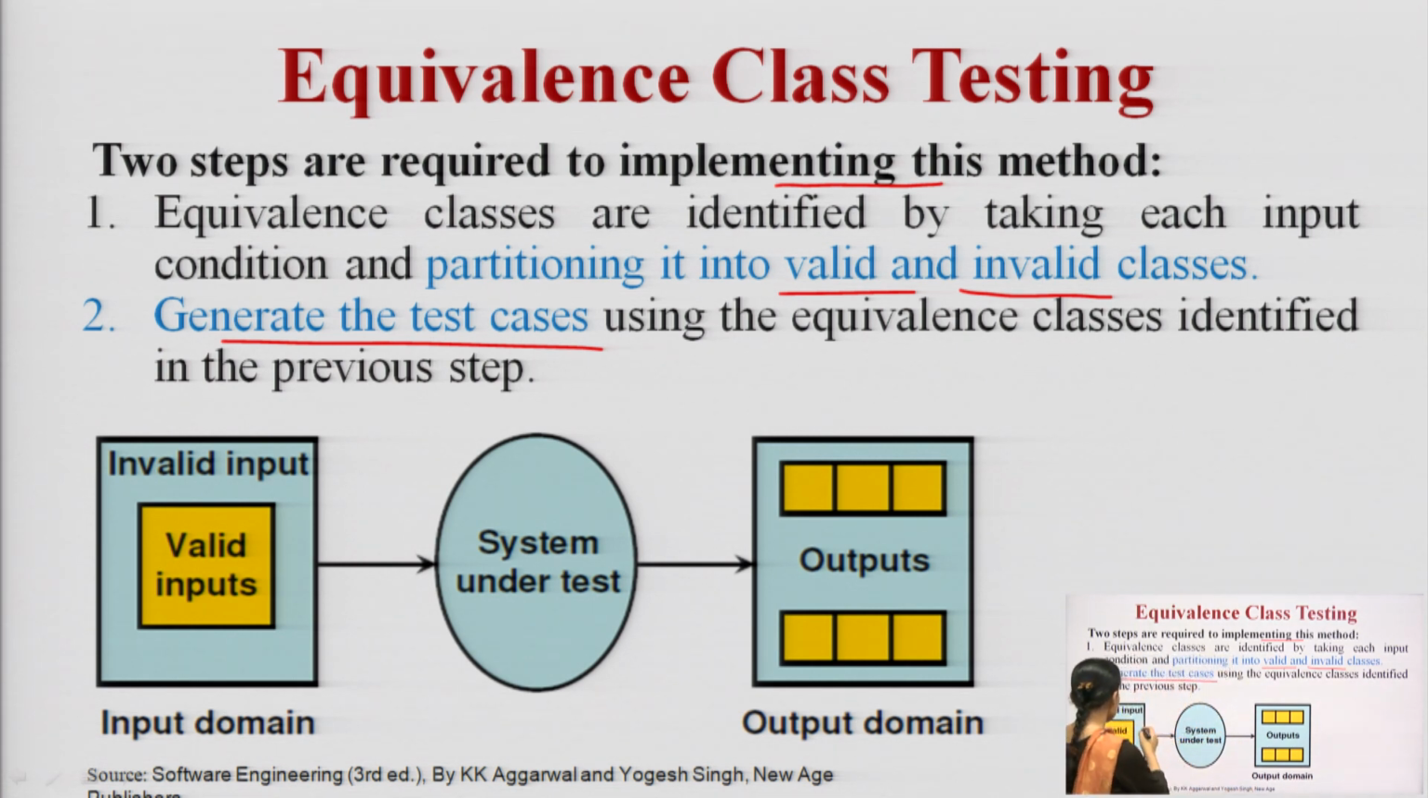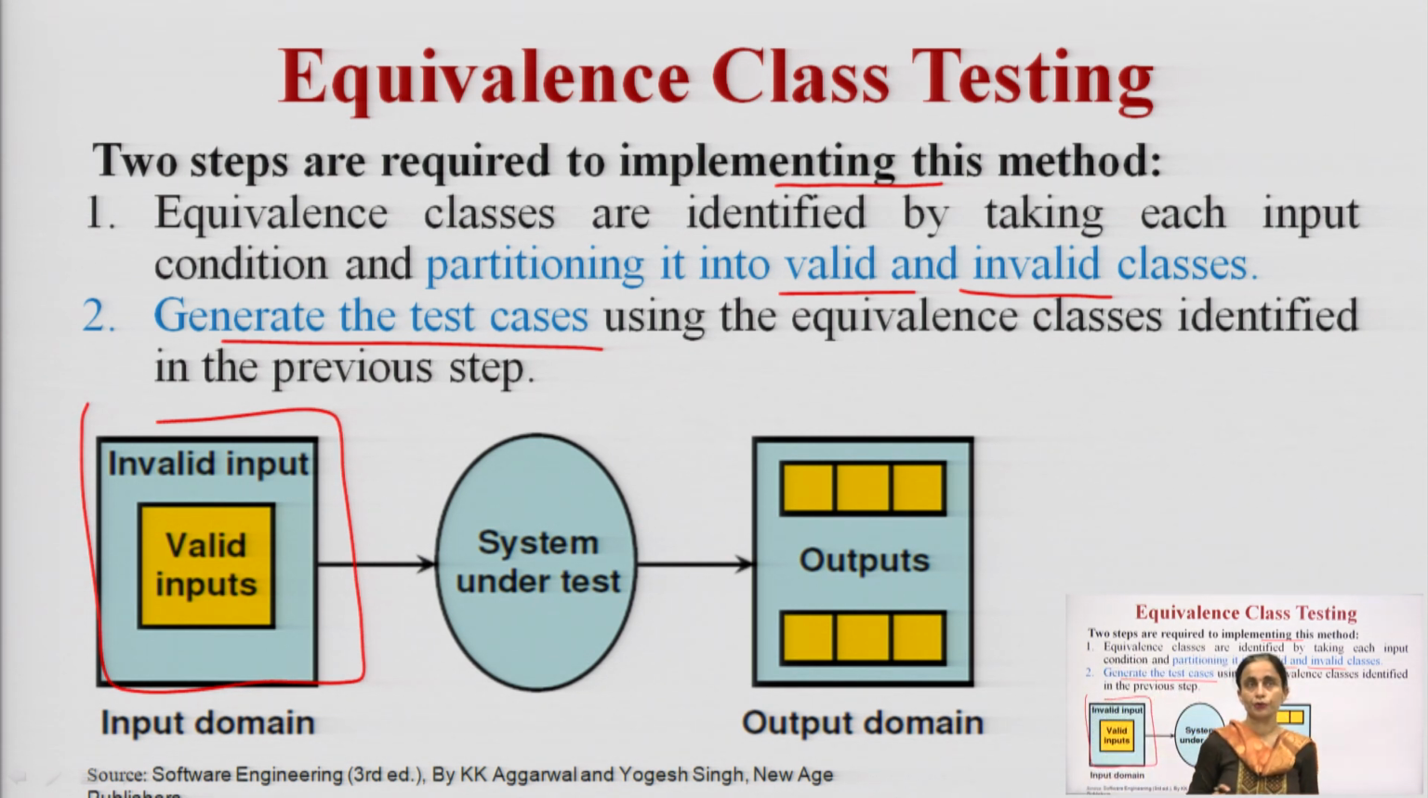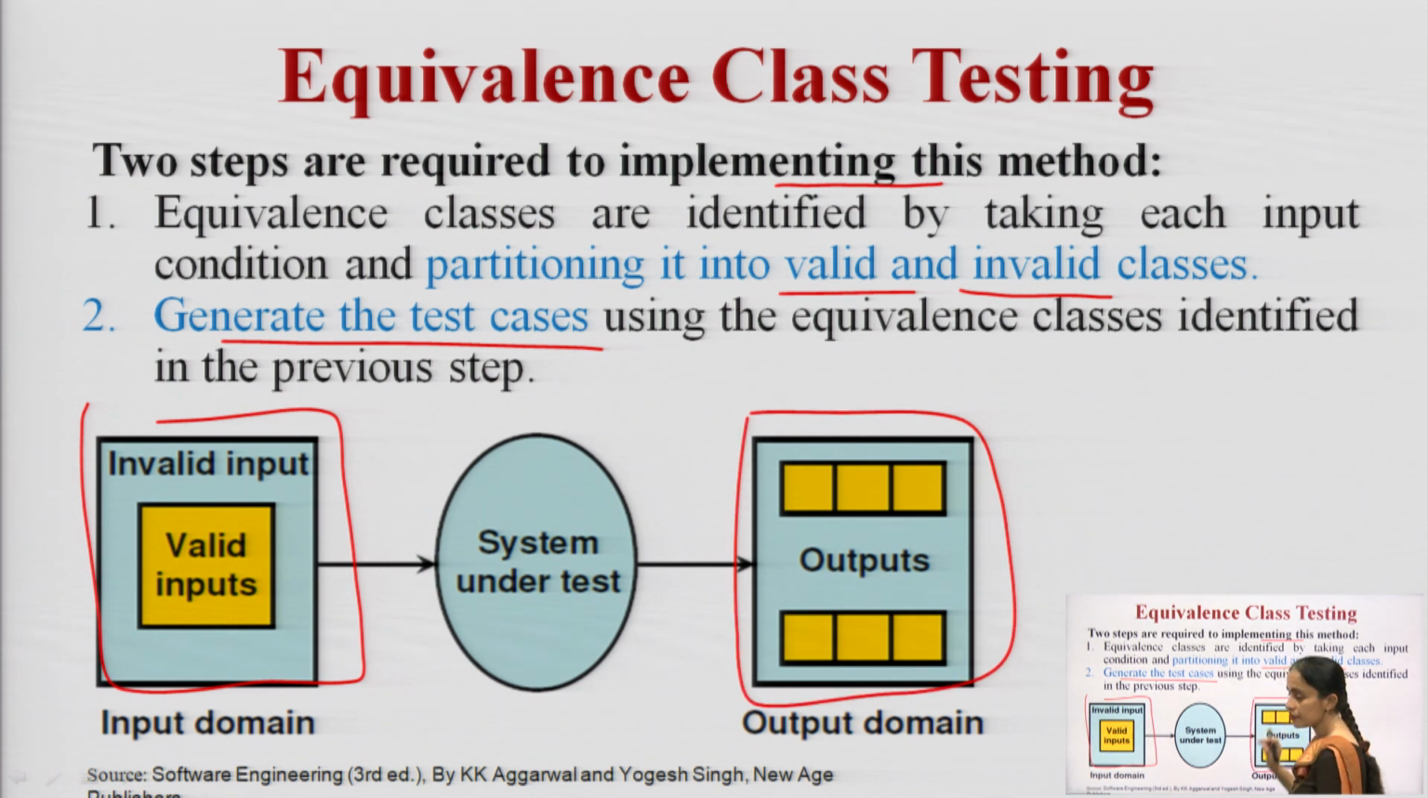So, this is my input domain. As per the first step, it is divided into valid inputs and invalid inputs. This is the module that is under test. Now, the outputs are categorized accordingly.